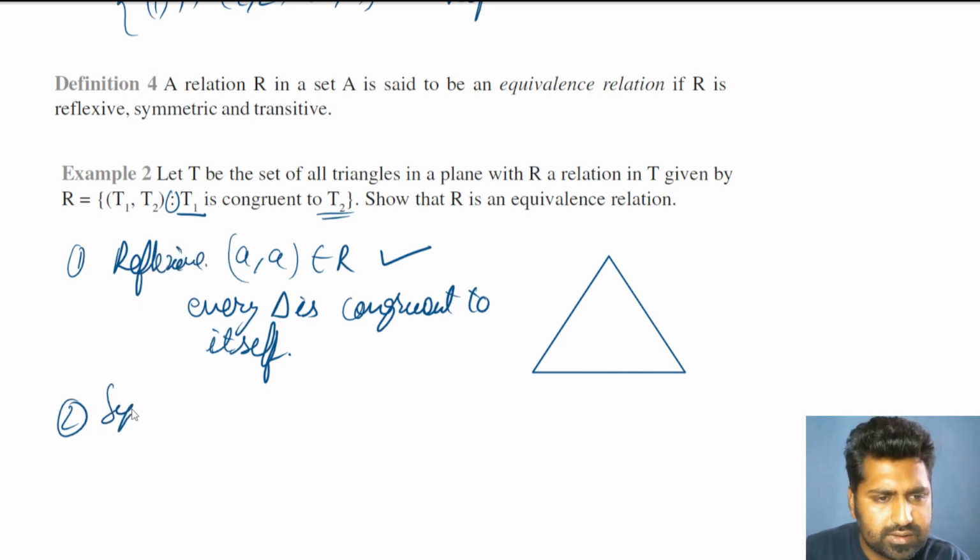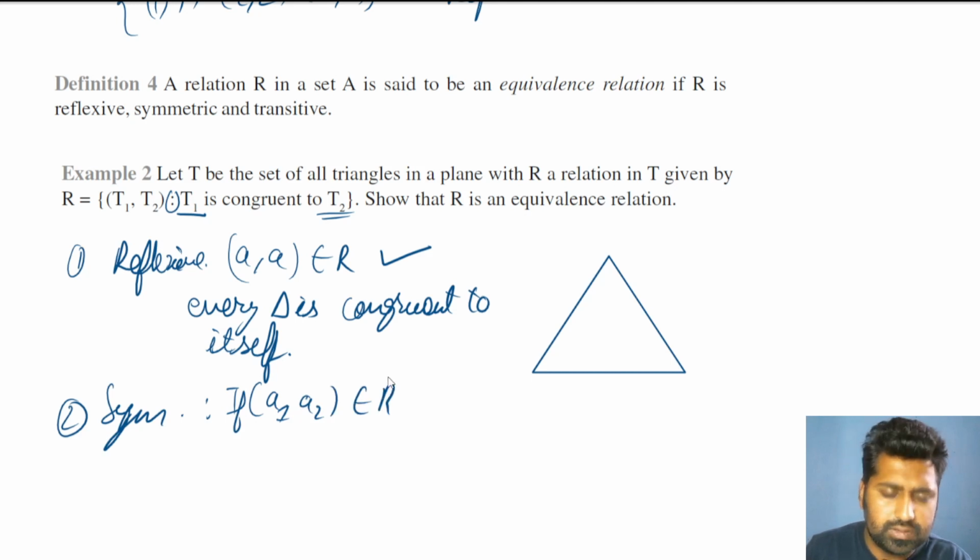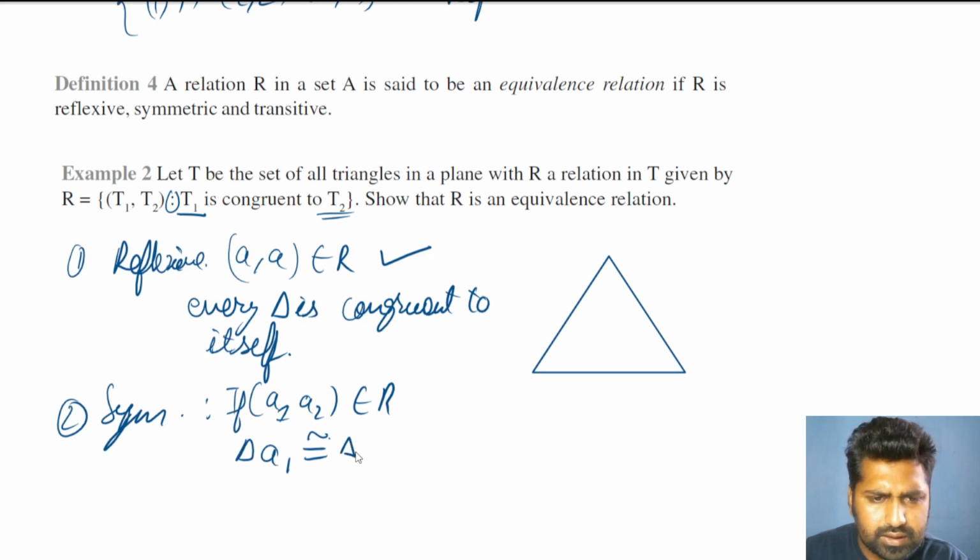Next is symmetric. Symmetric goes like this: you only need to remember this. If (A1, A2) belongs to R, then (A2, A1) should also be there. So what is the meaning of (A1, A2)? It means there are two triangles, A1 which is congruent to triangle A2. Triangle A1 is congruent to triangle A2.